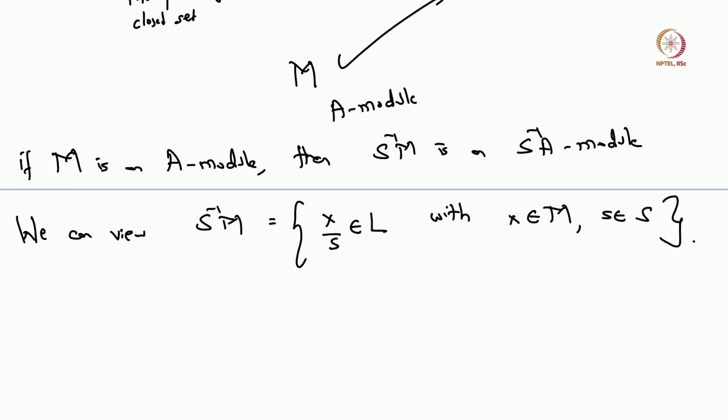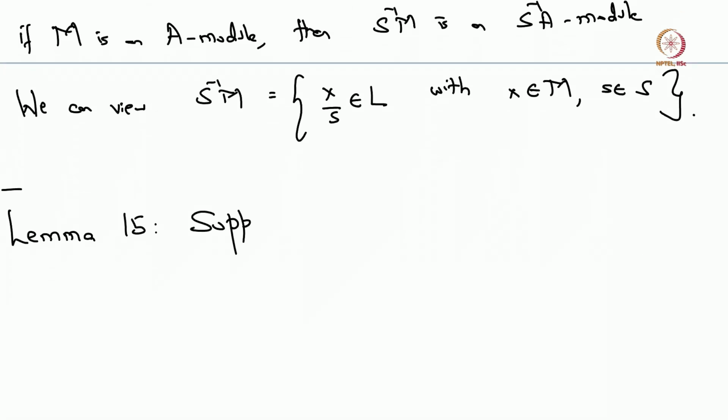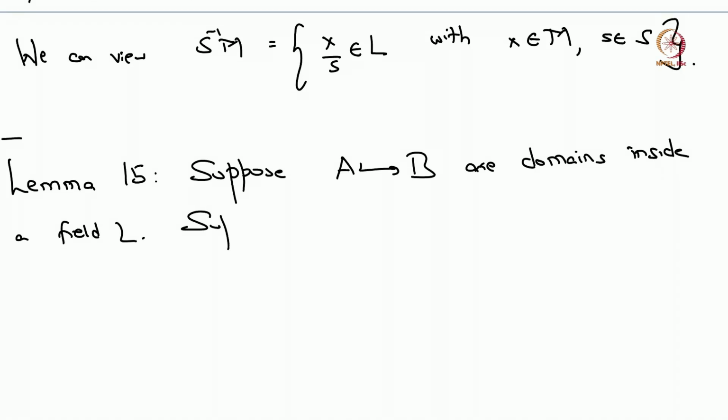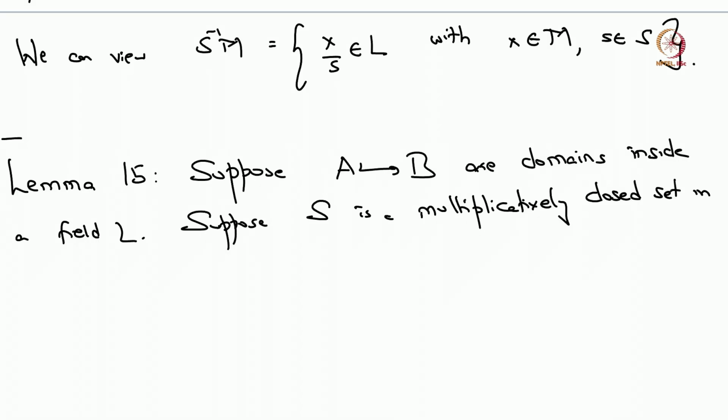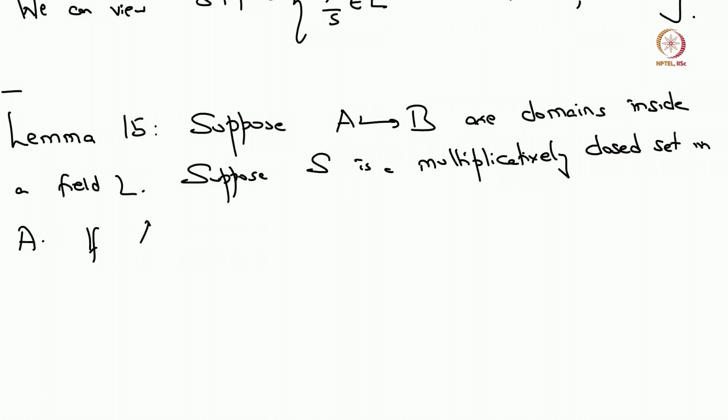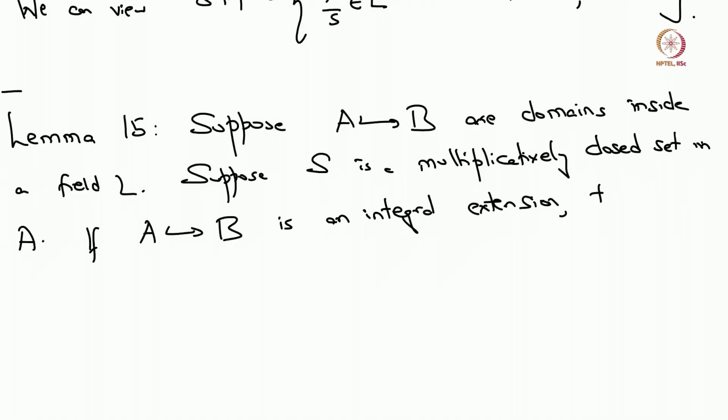Okay, so time for a lemma. Lemma 15. Suppose you have an inclusion of domains A inside B, inside some field L, and suppose S is a multiplicatively closed set in A. If this inclusion turns out to be an integral extension, if A inside B is an integral extension, then so is the extension given by S inverse A into S inverse B.